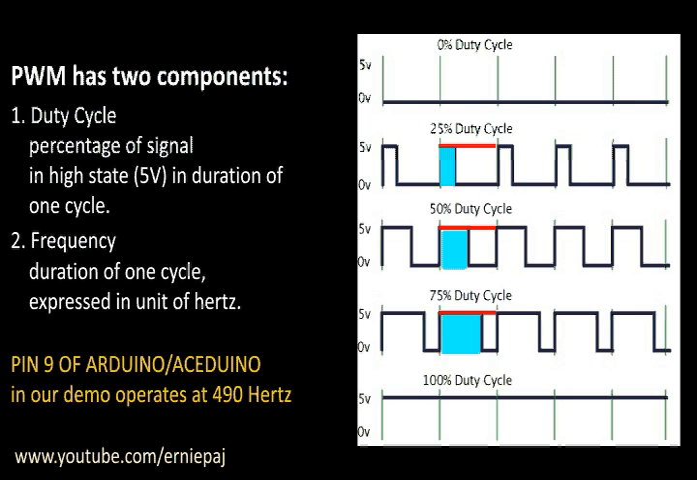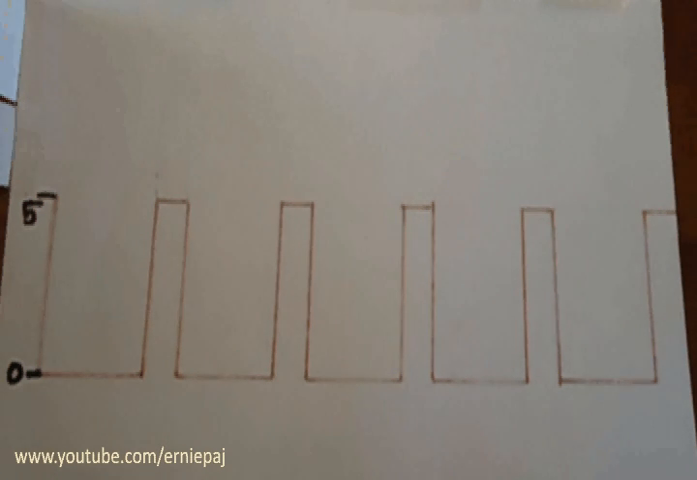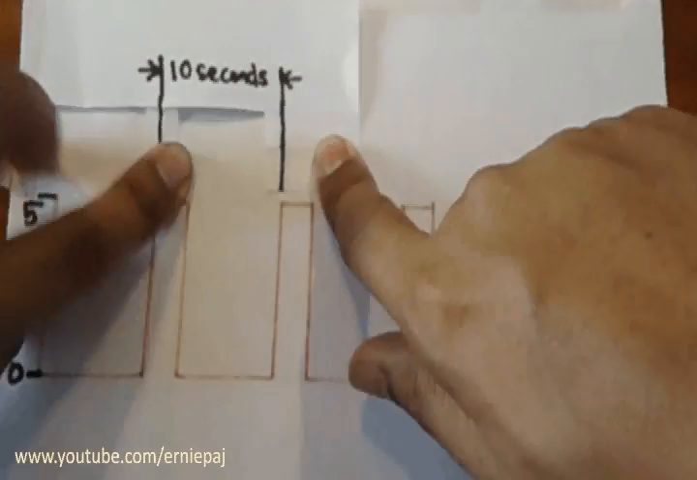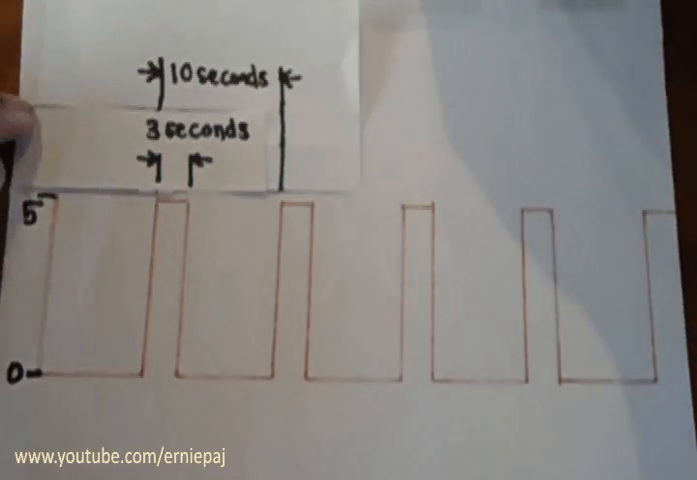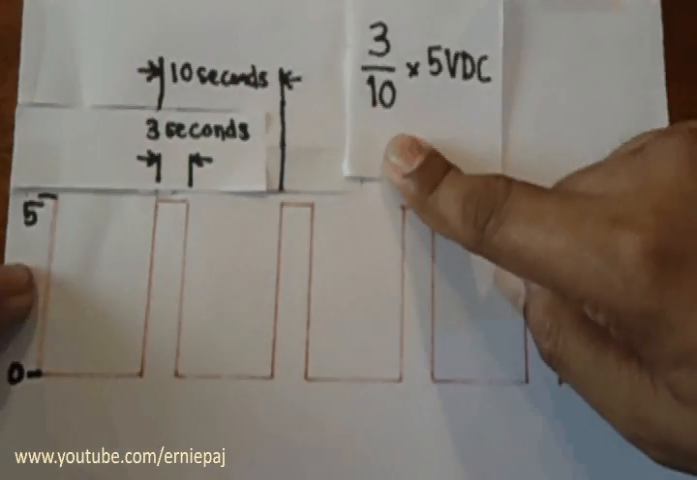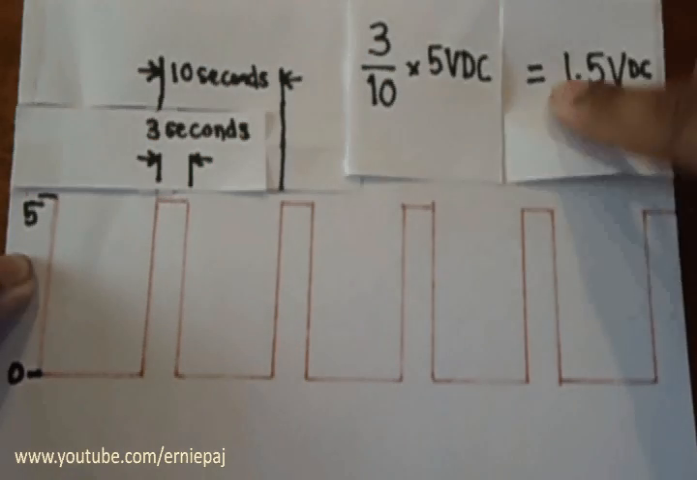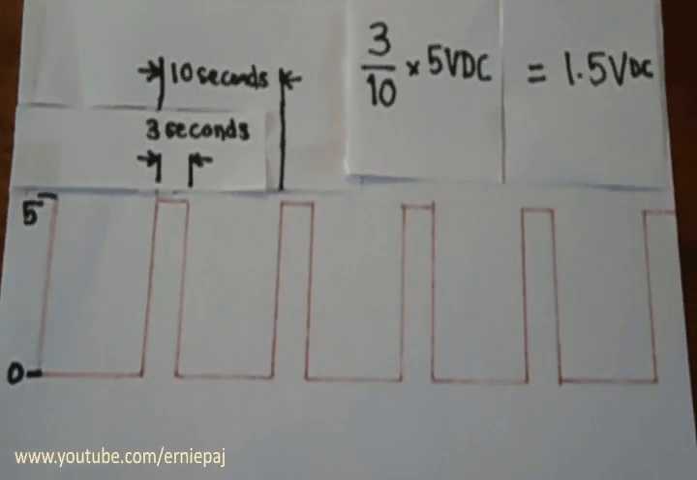Now, if this sounds like big words to you, to illustrate simplistically, if a complete duty cycle is 10 seconds and 5-volt DC is available within 3 seconds, the effective voltage available is 3/10 times 5-volt DC, or in this case 1.5-volt DC. That made it simple, right?